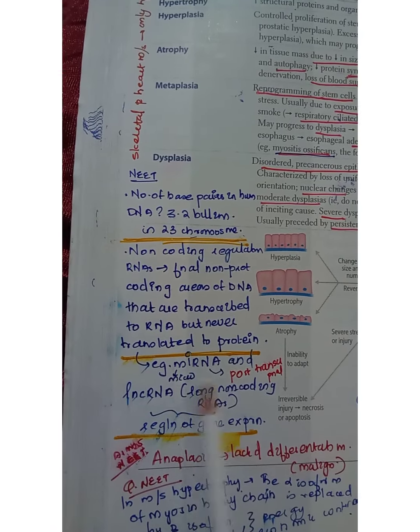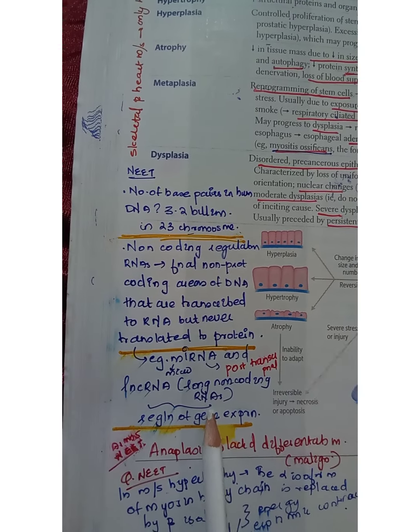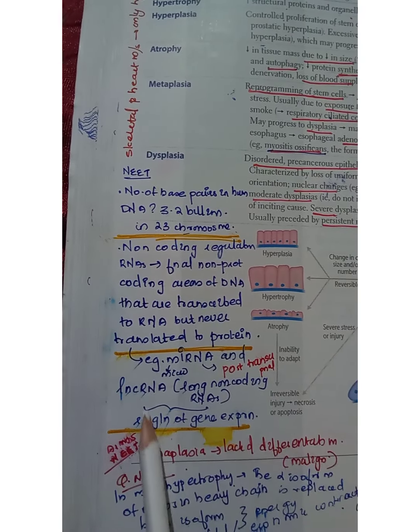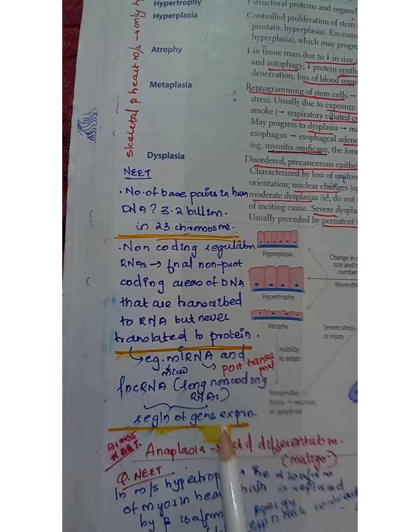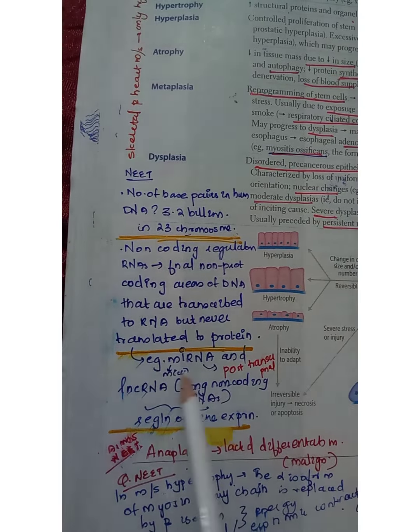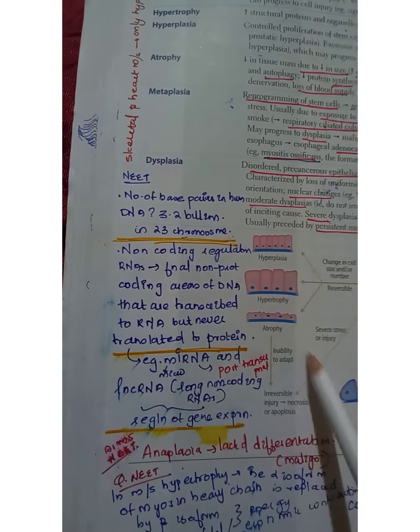Examples are microRNA, miRNA, and lncRNA, long non-coding RNA. They cause regulation of gene expression. miRNA is formed post-transcriptionally, but they are not translated to any protein.